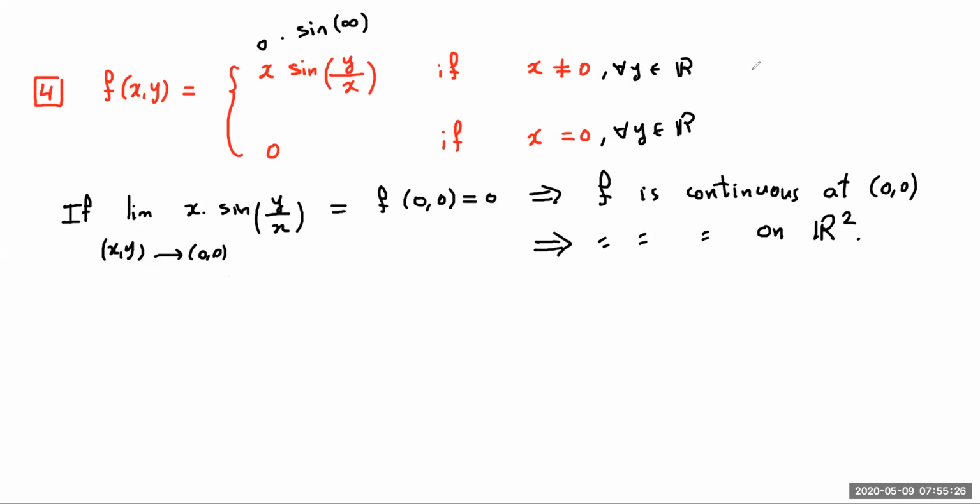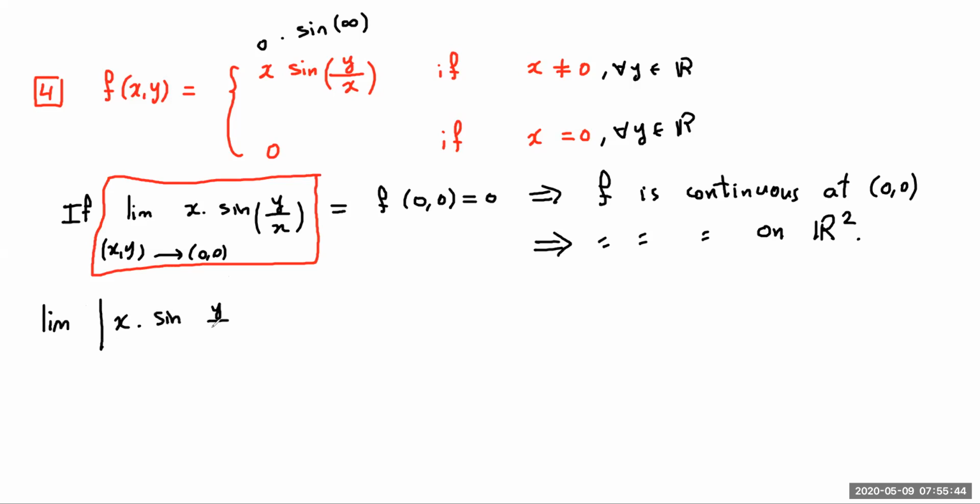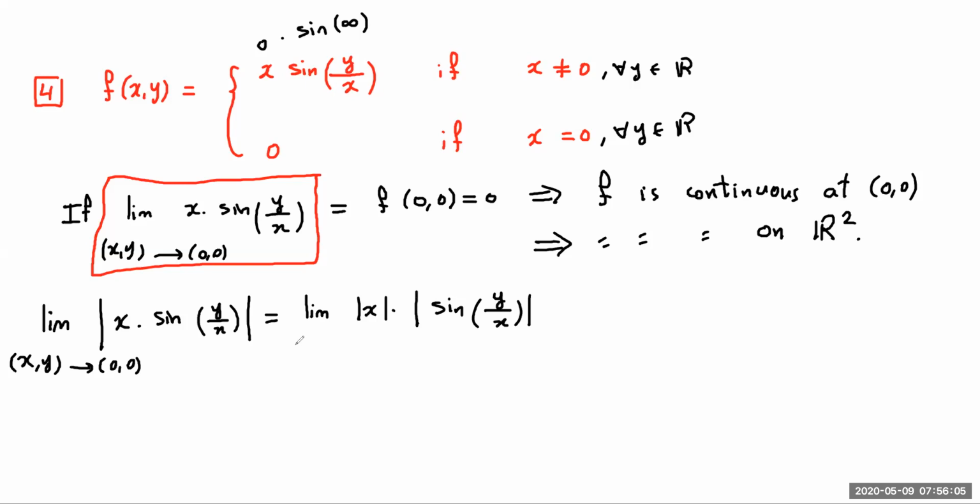So let's calculate this limit now. The question is how to calculate this limit. Let's take this limit in absolute value. If the answer in absolute value is 0, then without absolute value it will also be 0. What is the limit of |x| times sine(y over x) when (x, y) approaches (0, 0)? So it's the limit of |x| times the absolute value of sine(y over x) when (x, y) approaches (0, 0).